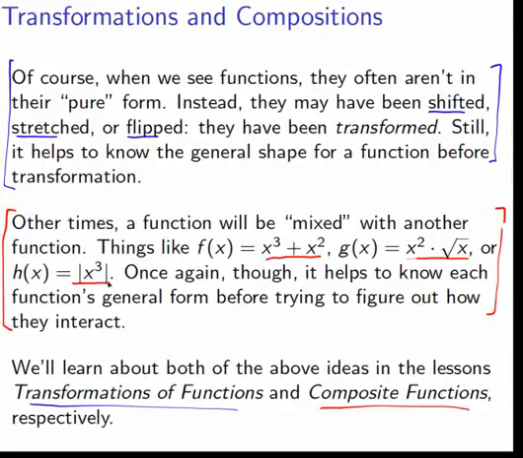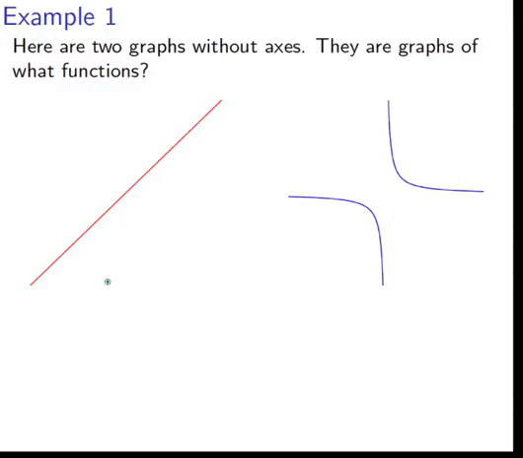All right, great. Ready for some examples. Here are two graphs without axes. They are the graphs of what functions? Well, this one, it's going up. It looks like a slope of 1. It's pretty stable. It's just increasing continuously. It doesn't bounce. So this is almost certainly f of x equals x.